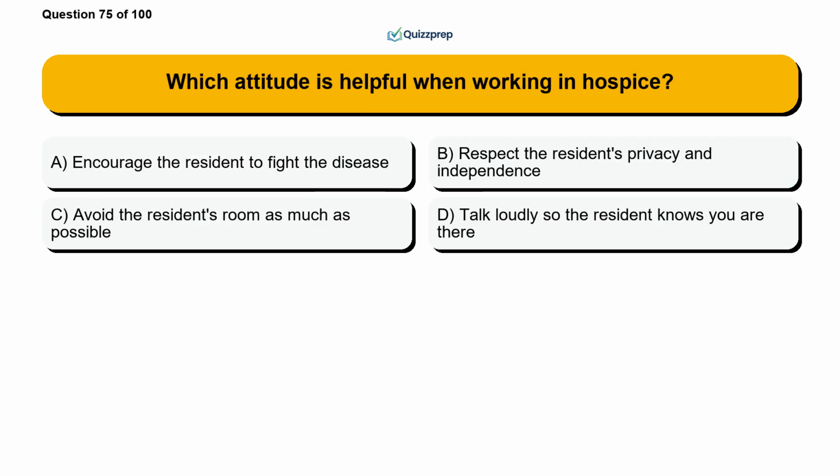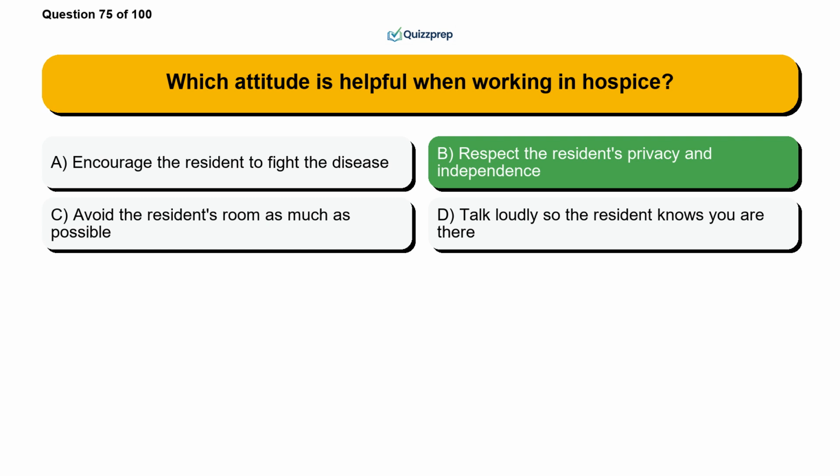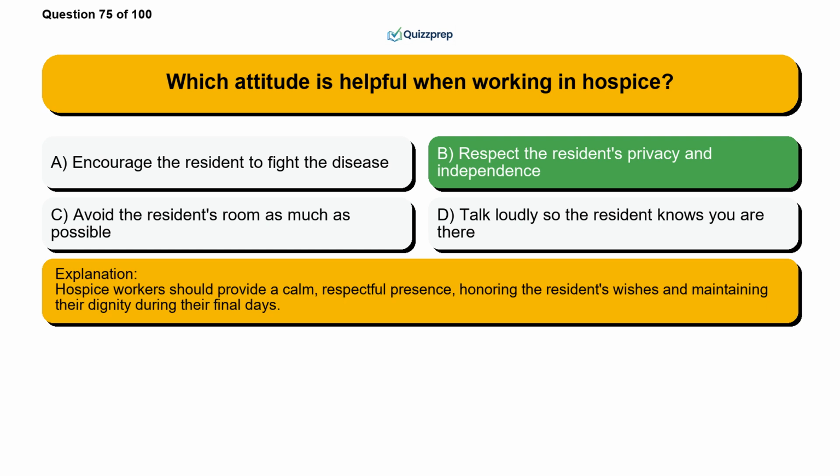Question 75. Which attitude is helpful when working in hospice? Option A, encourage the resident to fight the disease. Option B, respect the resident's privacy and independence. Option C, avoid the resident's room as much as possible. Option D, talk loudly so the resident knows you are there. The correct answer is option B, respect the resident's privacy and independence. Hospice workers should provide a calm, respectful presence, honoring the resident's wishes and maintaining their dignity during their final days.